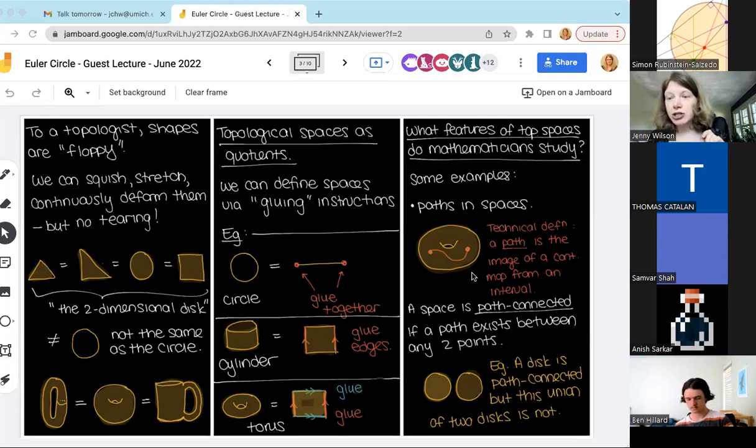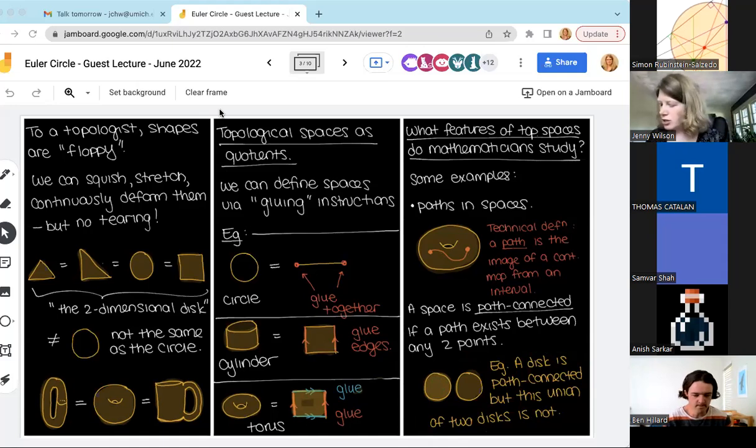If you take any two points in the circle, for example, it is possible to draw an arc between them. And so the circle is path connected. Similarly with the disk. All right, and here's an illustration. A disk is path connected. You give me any two points in the disk, I can draw a path between them.